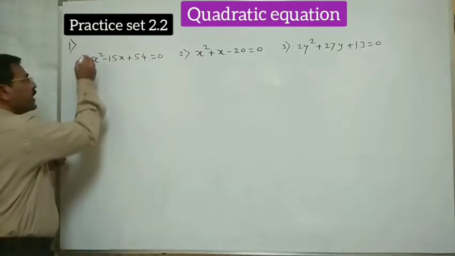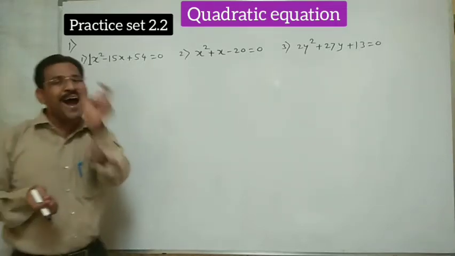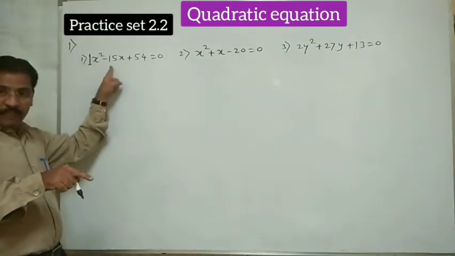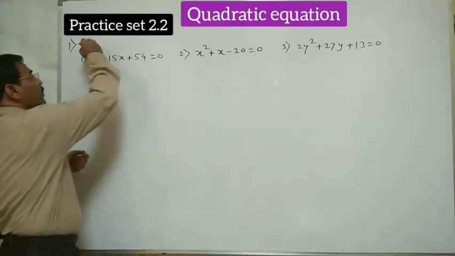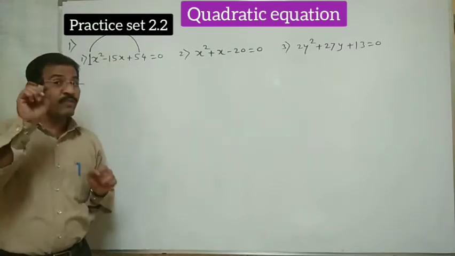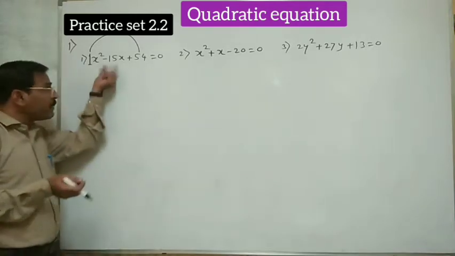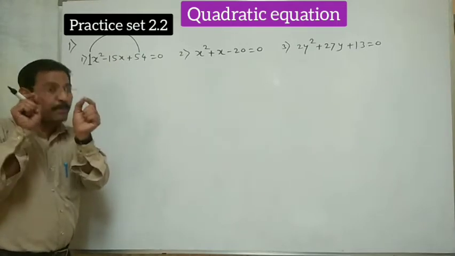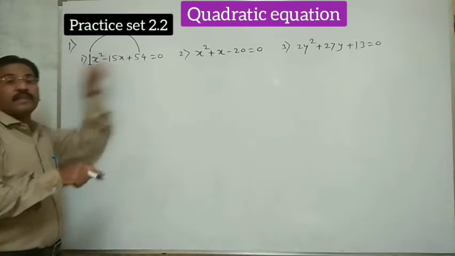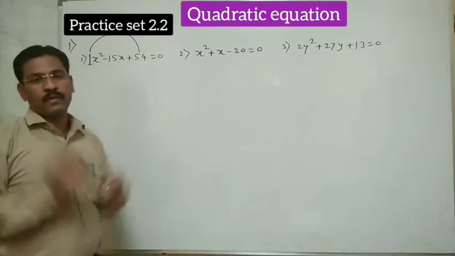Here the coefficient is 1. So, we are going to make 2 parts of the middle term. Their sum is minus 15, and their product is the product of these two, 1 into 54, that is 54. This is very, very important. Understand what I am telling you? We are going to split the middle term. The 2 parts of that middle term, their sum is minus 15, and the product is 54. Like this we are going to form.